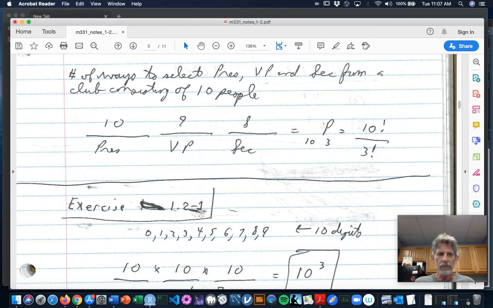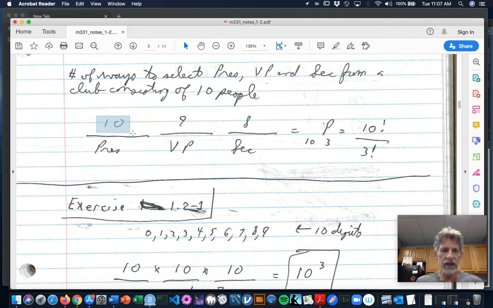Let's try again. How many ways are there to select a president, a vice president, and a secretary from a club consisting of 10 people? Well, without telling you, they've put you in a situation where order matters. If you're going to pick president, vice president, and secretary, the first person you pick is the president, the second person is the vice president, the third person is the secretary. Order is important. So you're in the permutation situation.